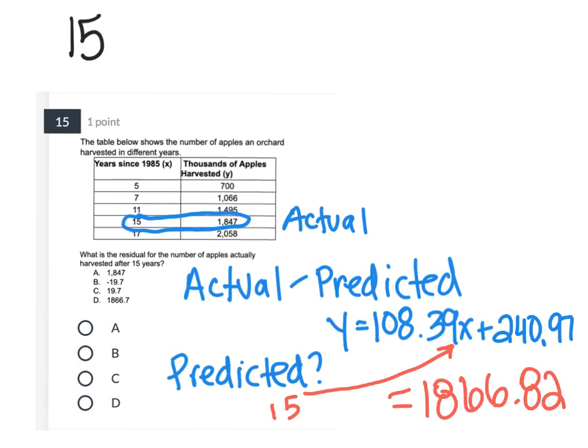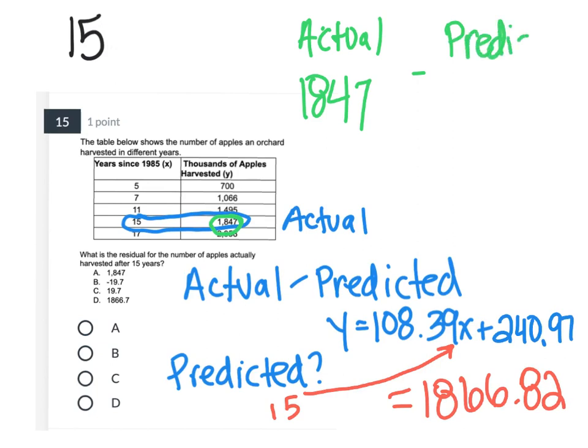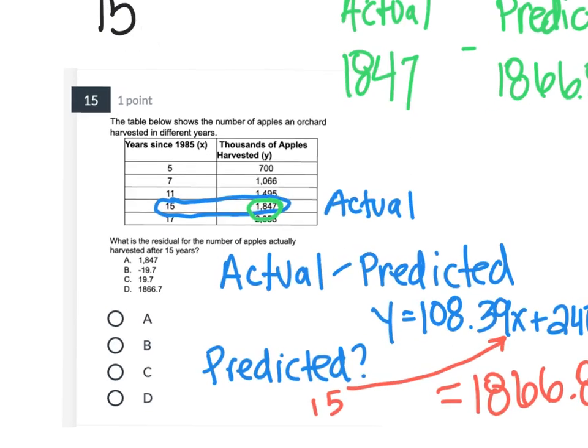Because now we're going to take our actual, which is 8,047. So this is actual. And we're going to subtract our predicted. Okay. And the predicted amount that we got was 1,866.82. So now we can just come subtract that. And I got negative 19.82. So depending on the rounding, we would have gotten negative 19.7, which would have been B.